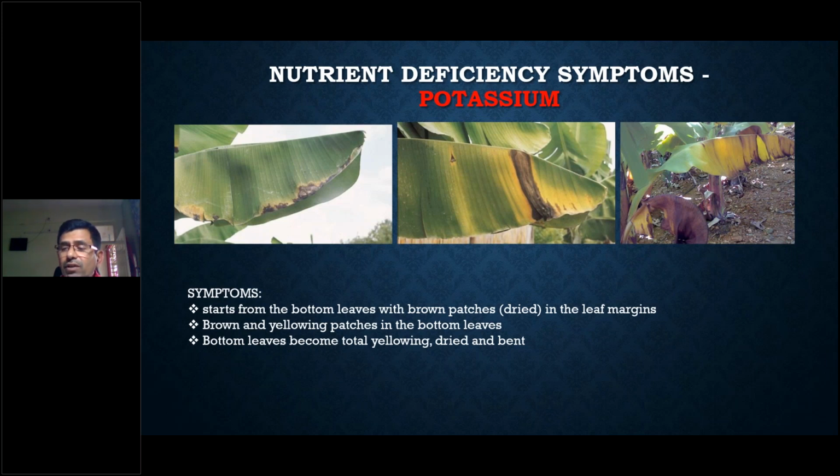At the time of flowering, a minimum of 12 green leaves should be maintained. If your potash application is very good, then not just 12 leaves; I have seen many farmers maintain 18 or 20 green leaves at flowering. At the time of harvest, a minimum of 6 to 7 green leaves should be maintained. So the main thing is potassium, which you have to maintain very well.